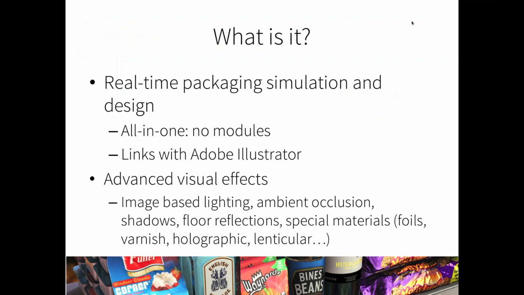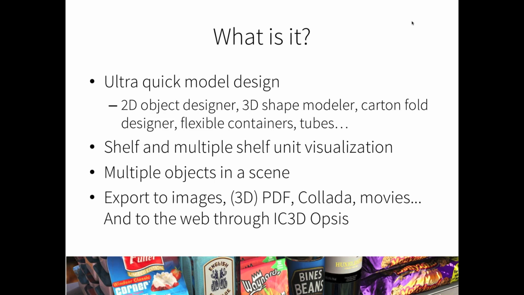It features a whole range of advanced visual effects, and I've listed some of those, like image-based lighting, but also shadows through ambient occlusion or additional lighting setups that you can add. It can do floor reflections. It can do special materials like foils, varnishes, holographic materials, lenticular materials. And it can do that on a very wide range of objects, ranging from carton to bottles to flexible packaging, to anything that you can think of, basically.